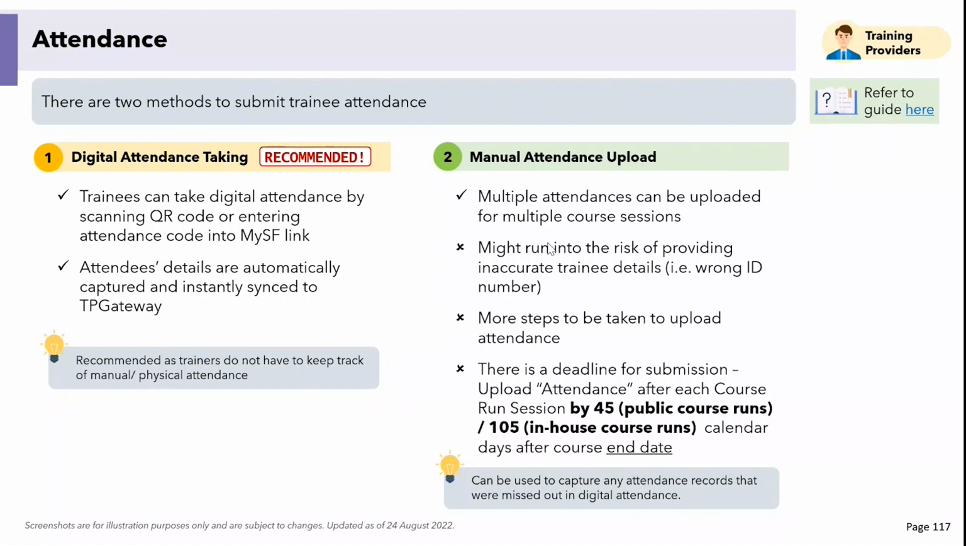However, the manual attendance method is useful if trainees are unable to register their attendance due to the system being down, or if they forget to register their attendance during the session. We also want to highlight that multiple attendances can be uploaded for multiple different course sessions. So these are the two methods of attendance taking, and I'll first be taking you through how to take digital attendance.